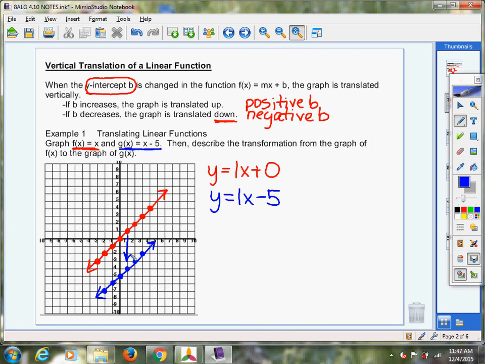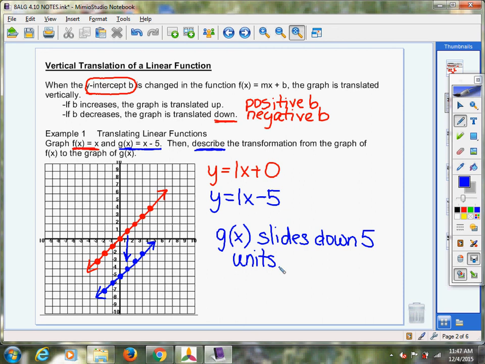Now we're asked to describe the transformation from the graph of f of x to the graph of g of x. The way that you could describe it, you could say g of x slides down 5 units. Remember, a vertical translation slides, so you can use the word slides. G of x slides down 5 units.